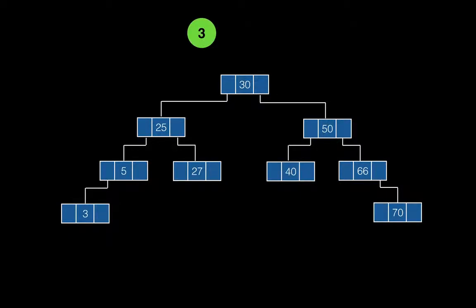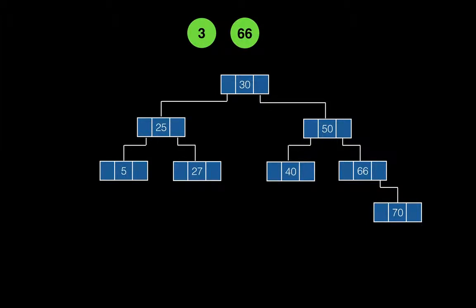Suppose we are going to delete a node which is 3. Here 3 is a leaf node, that is case 1. Deleting the node 3 is very simple. It's not going to change the state of the binary search tree. We just go ahead and delete it and make the pointer which was pointing to the node 3 null.